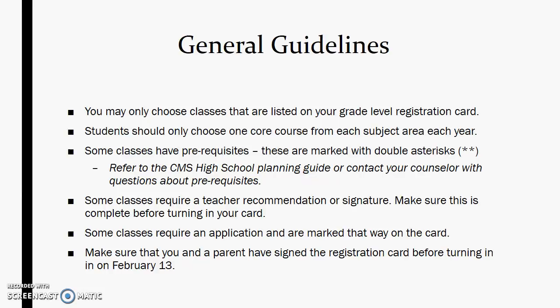It's important that you only choose one core course from each subject area every year. For instance, you may not take 2 math classes or 2 science classes. You can choose one core course from each subject area every school year.